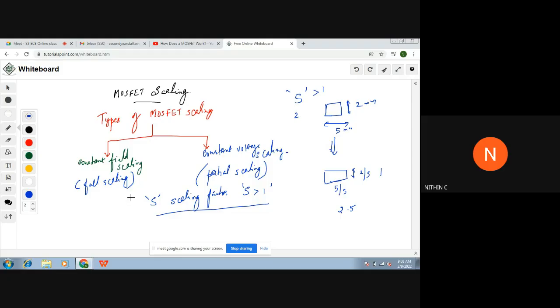So here I have a question for you. How will you define the electric field? I had also said it yesterday. How will we define the electric field? What is actually the unit of electric field? Can anyone tell?